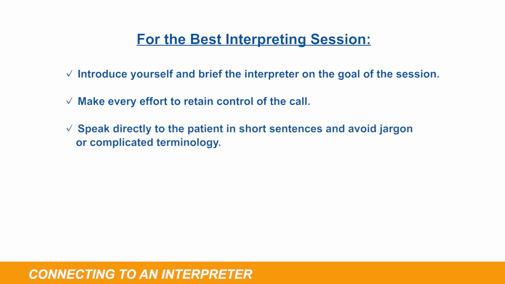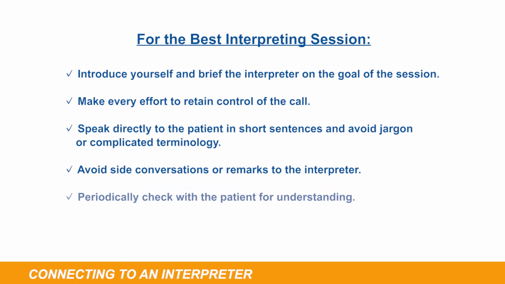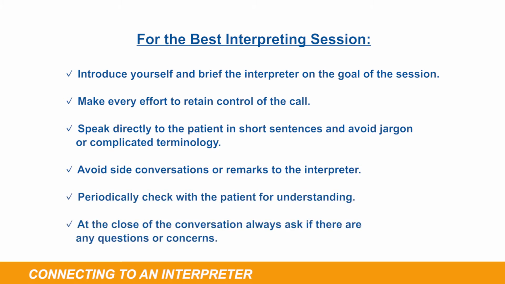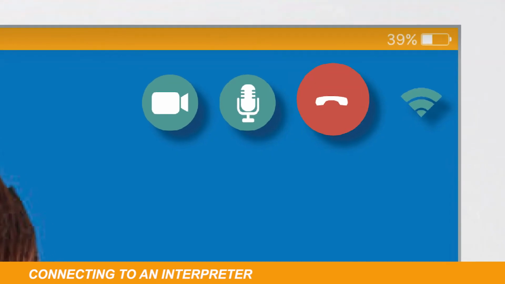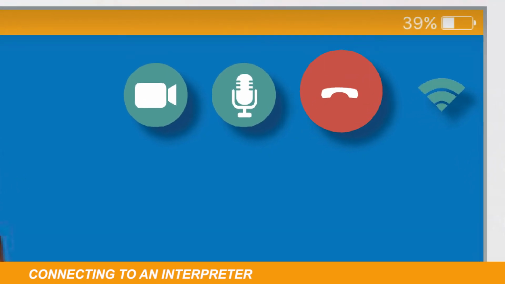Speak directly to the patient in short sentences and avoid jargon or complicated terminology. Avoid side conversations or remarks to the interpreter. Keep in mind that whatever you say will be interpreted. Periodically check with the patient for understanding. At the close of the conversation, always ask if there are any other questions or concerns. To end the call, click on the red phone icon at any time.